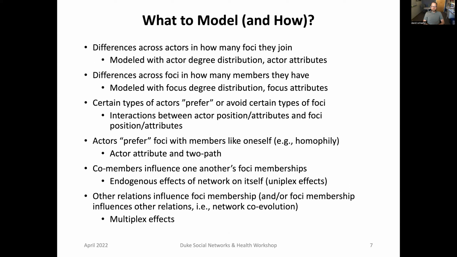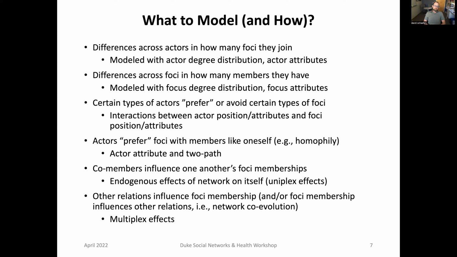For example, we'll be looking at some data on adolescence and school-based activities. One of the hypotheses, or findings really, from the literature is that adolescents with higher socioeconomic status tend to belong to more activities. So that's something we could model as an actor attribute. There might be differences in foci and how many members they have. So are some foci more popular than others? We can model the degree distribution of different foci as well as their attributes, if we have some hypotheses about what might make foci more attractive than others.